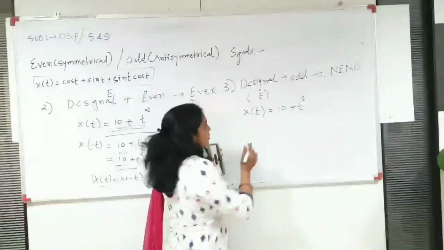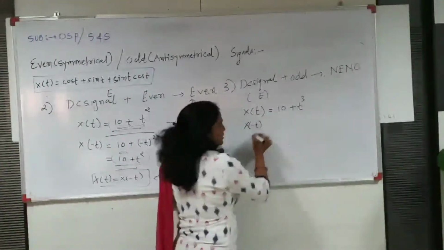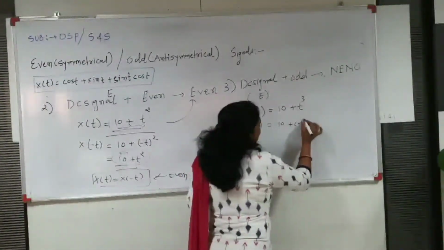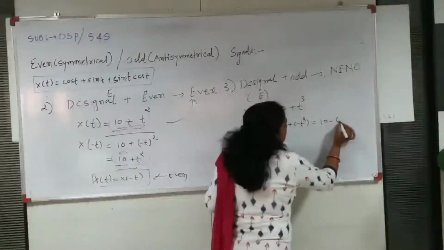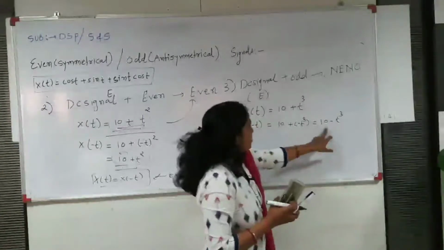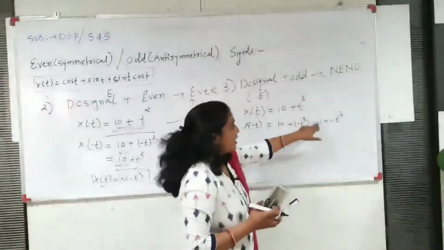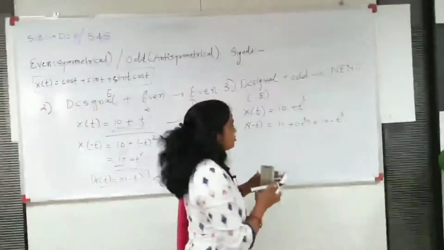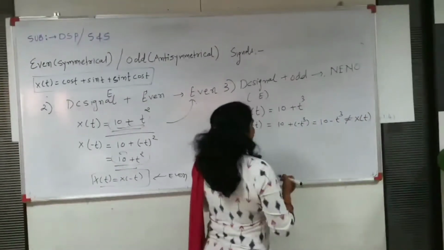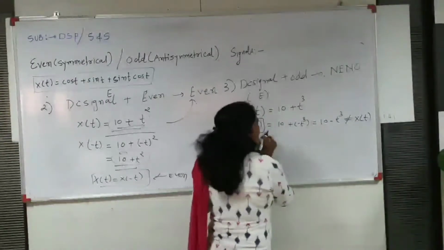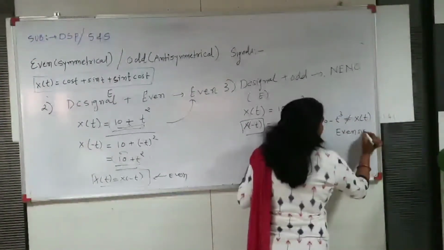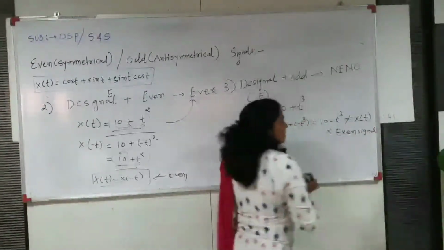Okay, so first of all we find x of minus t by replacing t with minus t. So it becomes 10 minus t cube. Now compare this equation and this equation. So it's 10 plus t cube and it's 10 minus t cube. So it's not equal to x of t. Okay, so that means x of minus t is not equal to x of t. That means it's not an even signal.